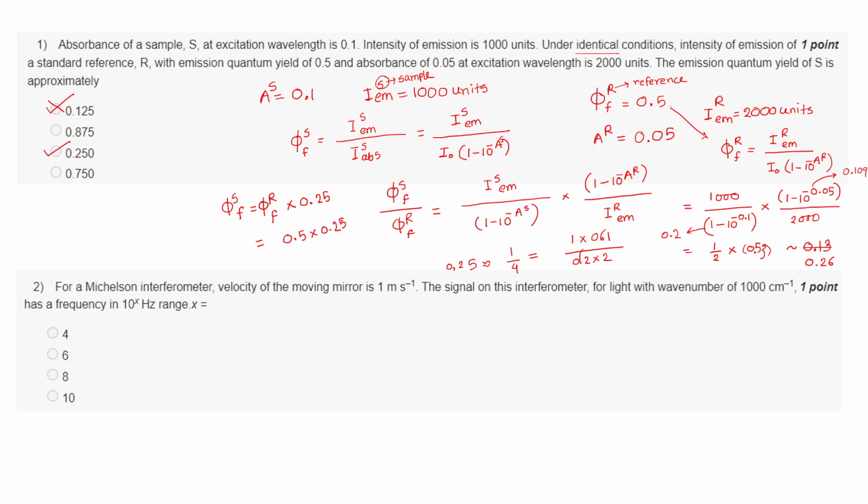Now I think it's clear. 0.5 into 0.25. So it is coming as 0.125. Yeah, you are correct. Great. I am going to make some mistakes like this. I am very sorry. So this is correct.